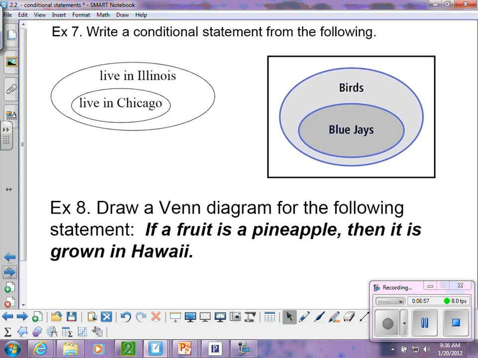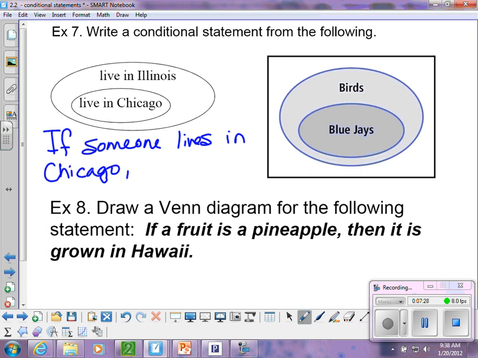All right. Do those two up there. First of all, let me just say this to you. Should you write if it lives in Chicago? No. What's going to live in Chicago? Someone, right? Don't put you because not everybody lives there. Put someone, all right? So if someone lives in Chicago, then they, or he or she, lives in Illinois.